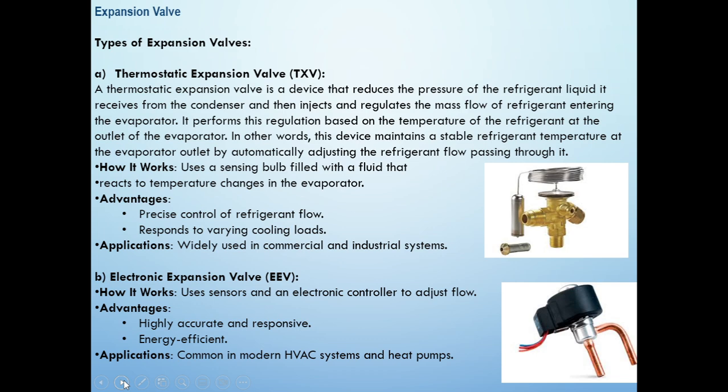Now we will talk about the types of expansion valves. Number one, thermostatic expansion valve, TXV. As you see in this picture, a thermostatic expansion valve is a device that reduces the pressure of the refrigerant liquid it receives from the condenser and then injects and regulates the mass flow of refrigerant entering the evaporator.